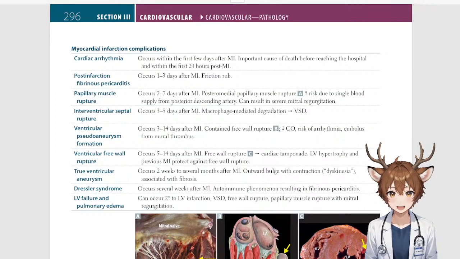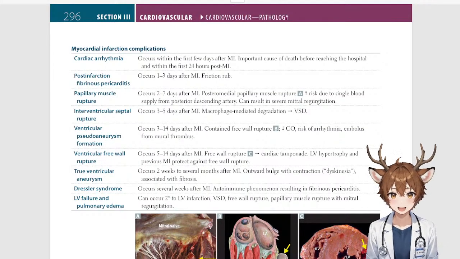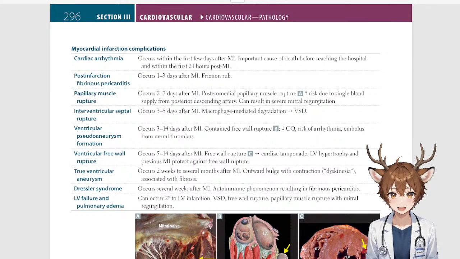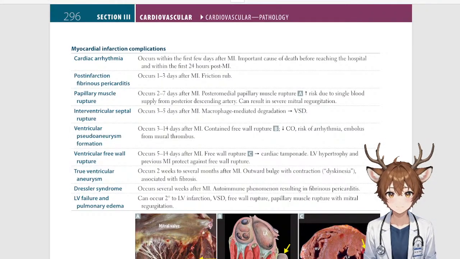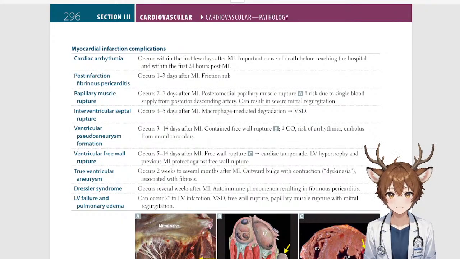These ruptures are caused by degradation from macrophages. And these macrophages are popping up when? The back half of the first week. So between 3 to 5 days all the way into the second week, you'll have macrophages, and those things are causing degradation. And so that's where you're going to have all these ruptures, may it be papillary muscle rupture, may it be interventricular septal rupture.